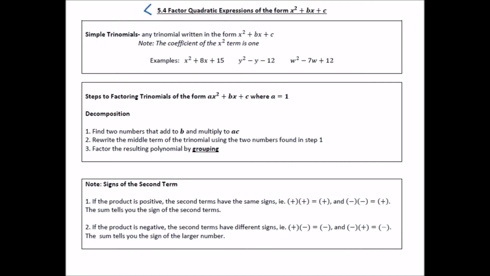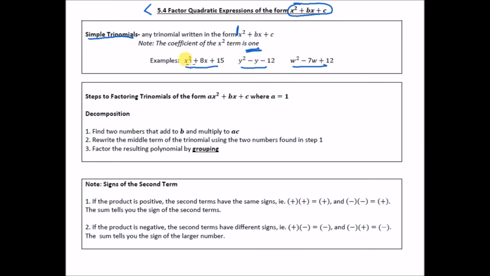5.4, factor quadratic expressions in the form x squared plus bx plus c. Okay, so this expression right here is known as a simple trinomial, and it's a trinomial written in this form here. Just please note that the coefficient of x squared is 1. That's the most important part about this simple trinomial. So here are 3 more examples.